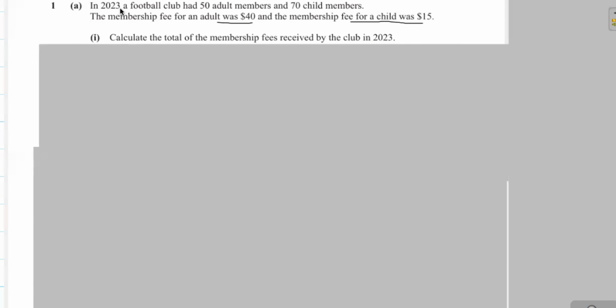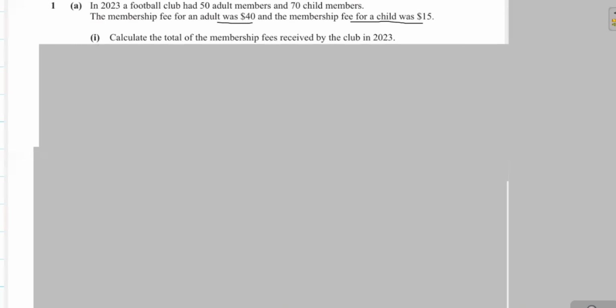Question 1. In 2023, a football club had 50 adults and 70 child members. The membership fee for an adult was $40. The membership fee for a child was $15. Part first, calculate the total membership fees received by the club in 2023.